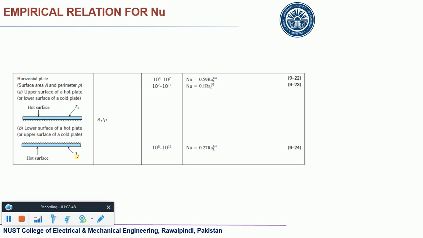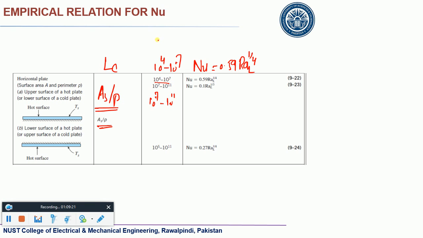Okay. So similarly for this horizontal plate, if this top side is the hot surface, you can consider characteristic length as surface area over perimeter. This is the characteristic length in case of horizontal plate. And for 10 raised to power 4 to 10 raised to power 7, Nusselt number would be equal to 0.59 Rayleigh number raised to power 1 by 4. For 10 raised to power 7 to 10 raised to power 11, this is Rayleigh number, Nusselt number can be equal to 0.1 Rayleigh number to the power 1 by 3.